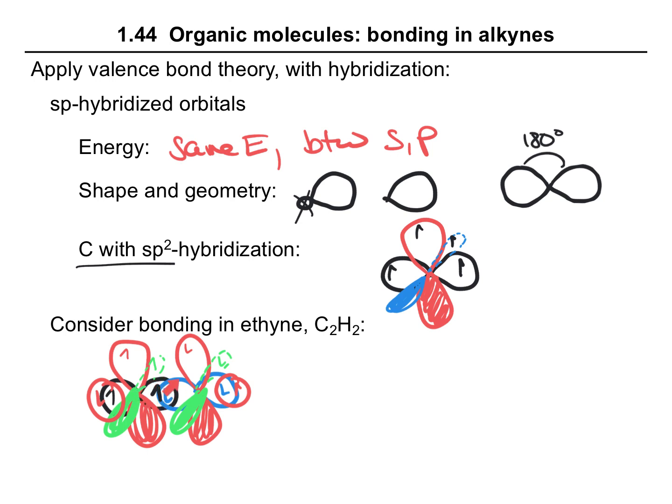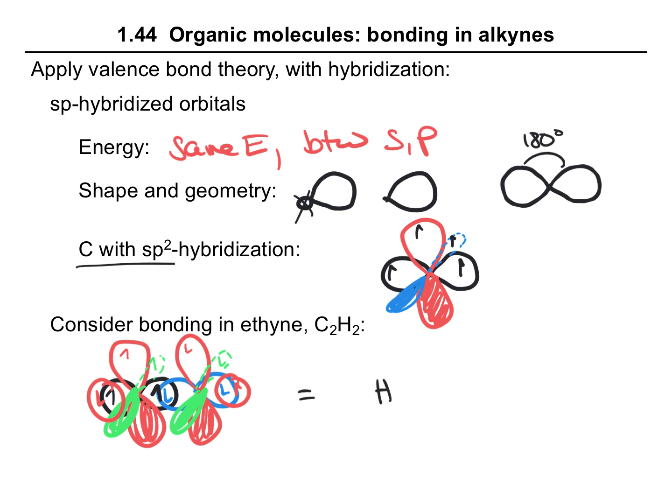So this sp orbital is overlapped with this sp orbital, forming a sigma bond between the 2 carbons. This sp is overlapped with a hydrogen s, forming a sigma bond between the carbon and the hydrogen. Same thing over here. This p orbital is overlapped with this p orbital that's parallel to it, giving a pi bond, which has electron density above and below the axis that joins the atoms. And then these green p orbitals are parallel to each other, and they will also overlap, forming a pi bond.